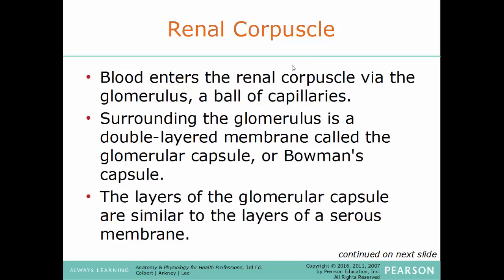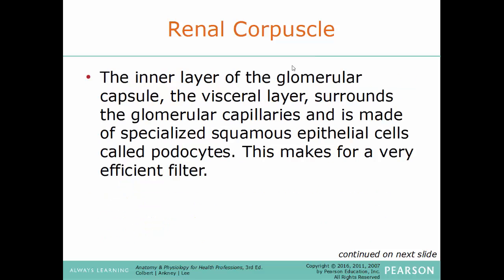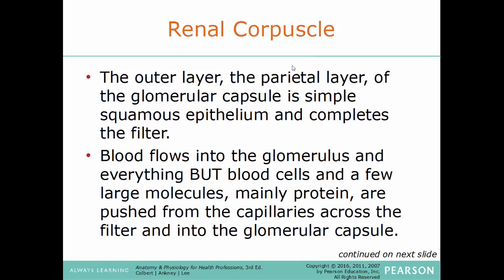And the layers of the Bowman's capsule are similar to the layers of a serous membrane. The inner layer of the capsule, the visceral layer, will surround the glomerular capillaries, and is made up of very specialized squamous epithelial cells called podocytes. And these make for a very efficient filter. The outer layer, the parietal layer of the capsule, is simple squamous epithelium. It will complete the filter.